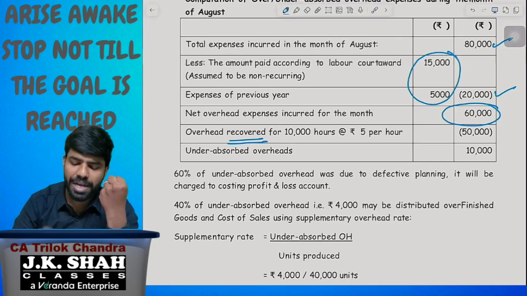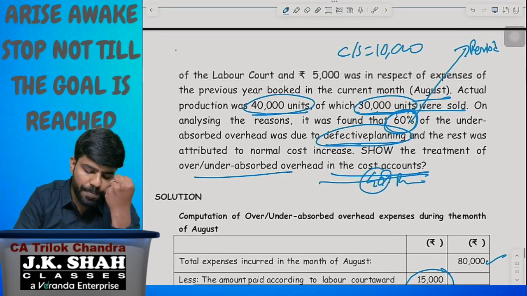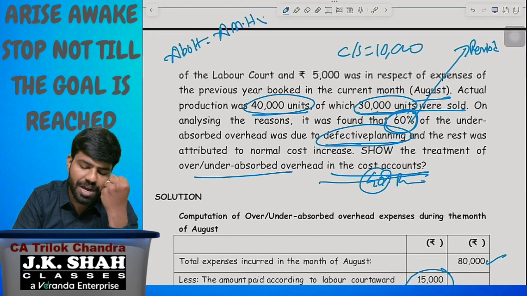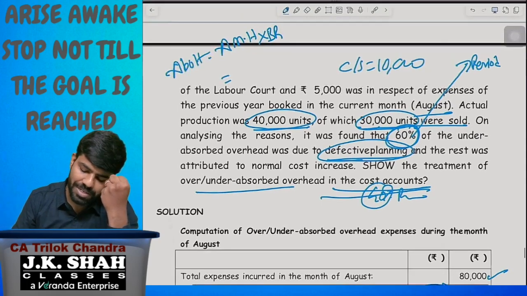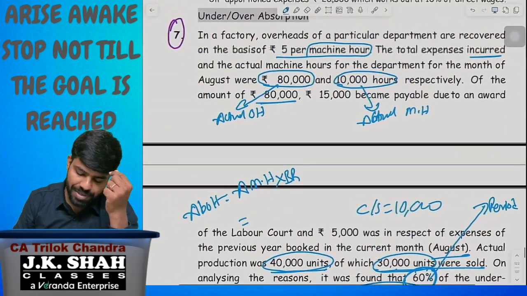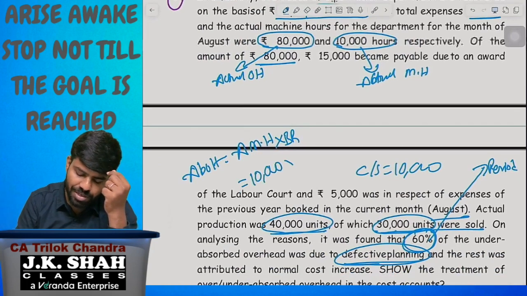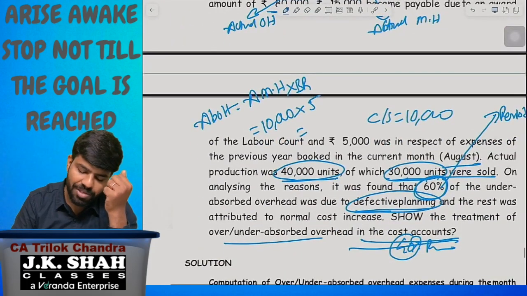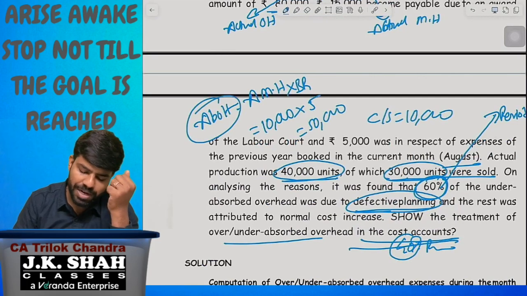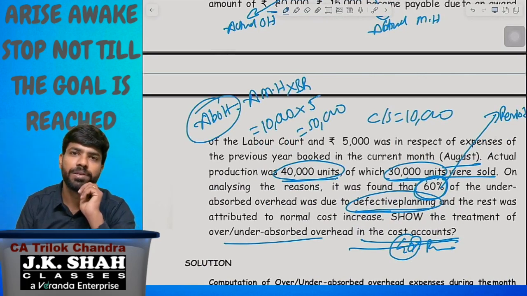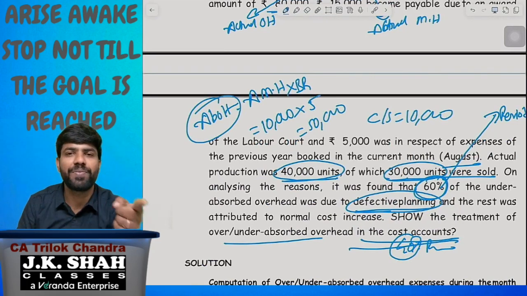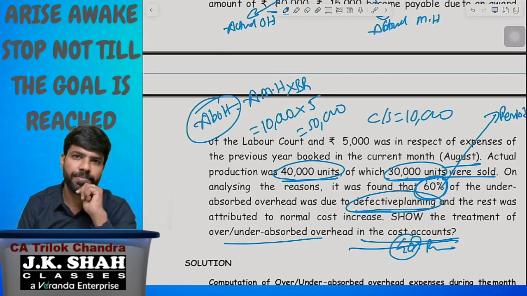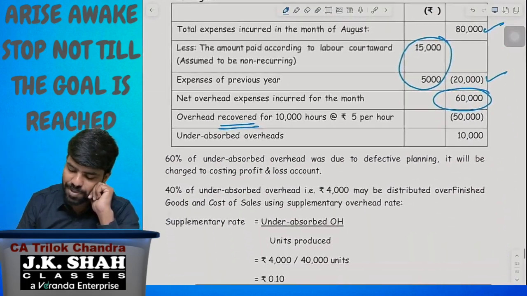Total overheads recovered. How to calculate absorbed overheads? I already told you. Absorbed overheads equal actual machine hours into budgeted rate. Actual machine hours are 10,000, into the budgeted rate. What is the budgeted rate? 5 rupees per machine hour, which they mentioned initially. So 10,000 into 5 rupees, 50,000 is the absorbed overheads, whereas actual overheads is 60,000. Actually incurred 60,000, absorbed is 50,000, so there is an under absorption of 10,000.